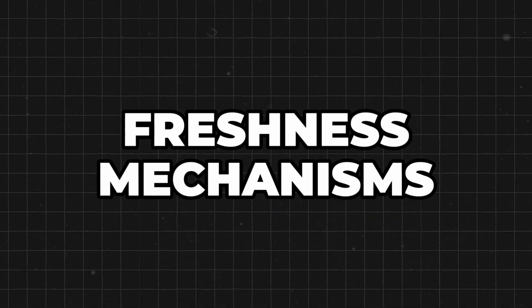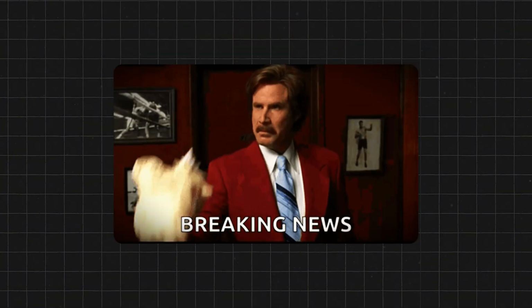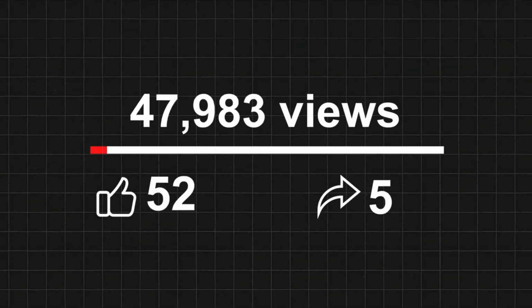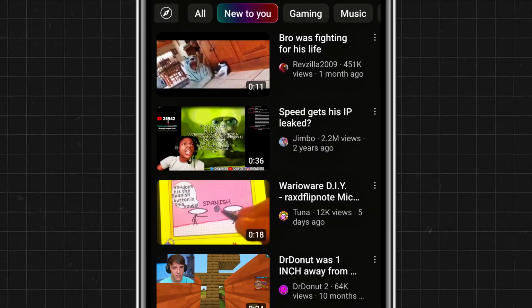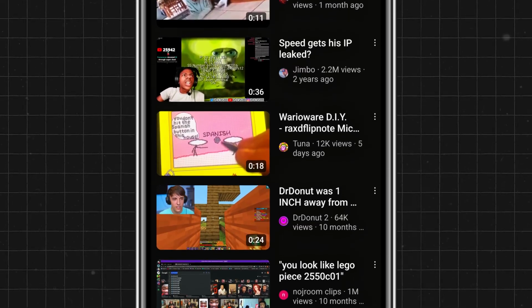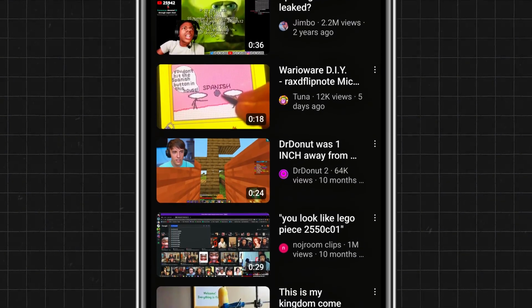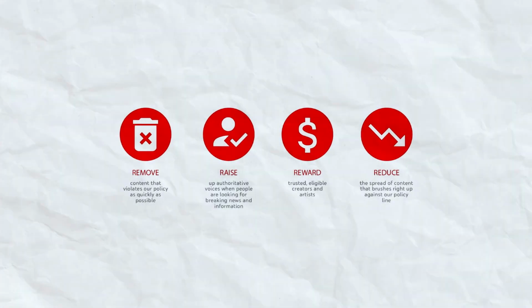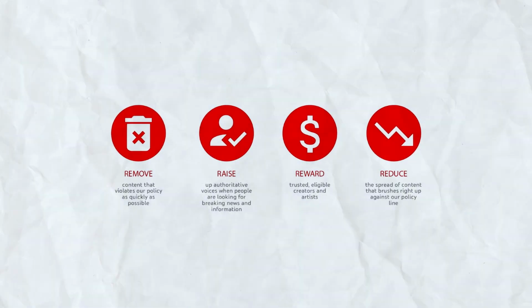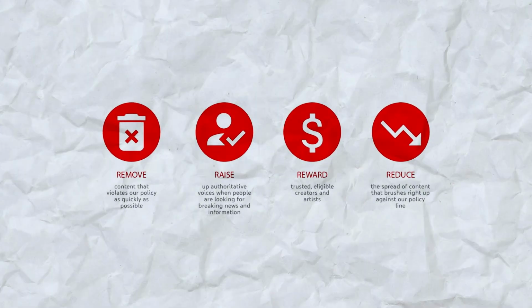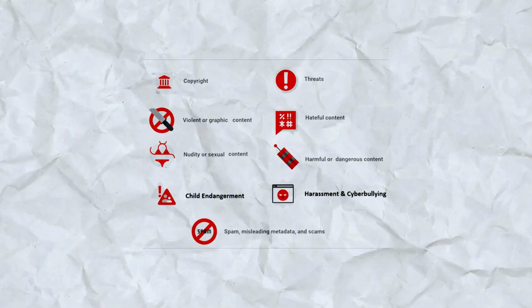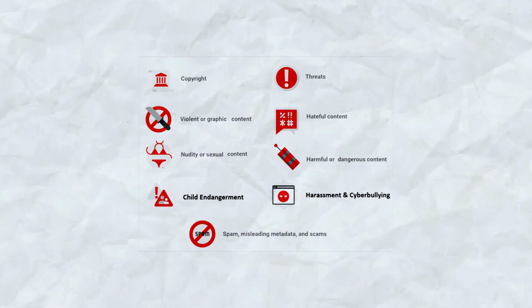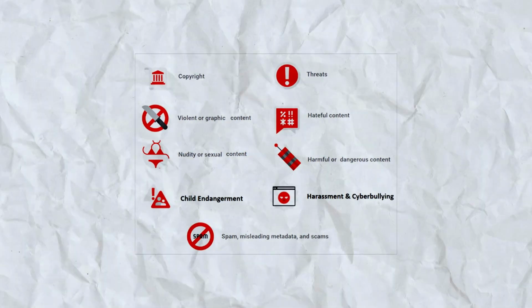Freshness mechanisms can temporarily boost recent uploads or trusted sources to surface breaking news fast, even before engagement piles up. These dynamic freshness boosts ensure your homepage doesn't lag behind the real world. And in the background, a moderation layer also quietly filters out content that violates policies, preventing it from reaching the recommendation engine at all. This pre-filtering doesn't influence ranking. It simply limits the candidate pool to policy-compliant content.